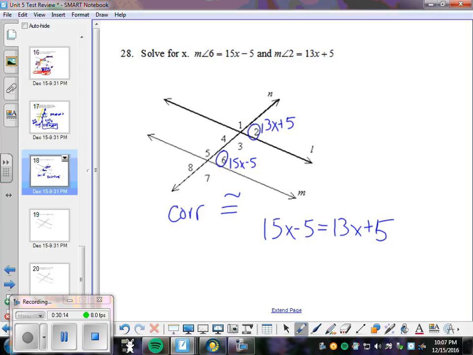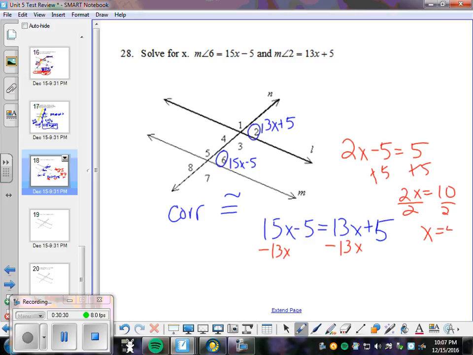All right, so I'm going to subtract the 13x from both sides. 2x minus 5 equals 5. Add 5 to both sides. 2x equals 10. Divide by 2. X equals 5. Okay, I'll leave that a minute.